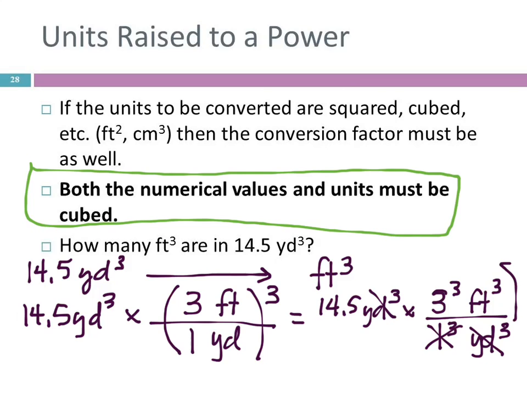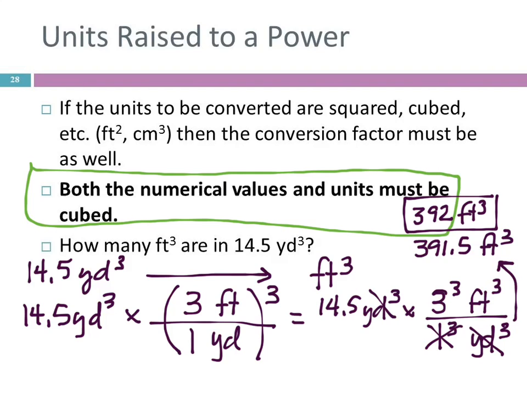And I did not leave any room. 391.5 cubic feet is what the calculator tells me. How many sig figs should that have? 3. Our starting number had 3. This is exact. We don't need to worry about it. So we should round this to 392 cubic feet. How do you feel about that? Blank stares is how you feel about it. Fine.